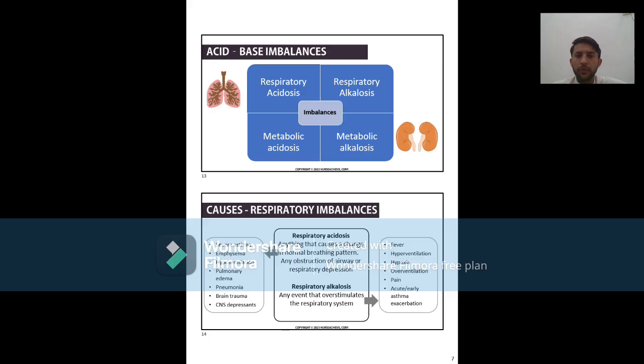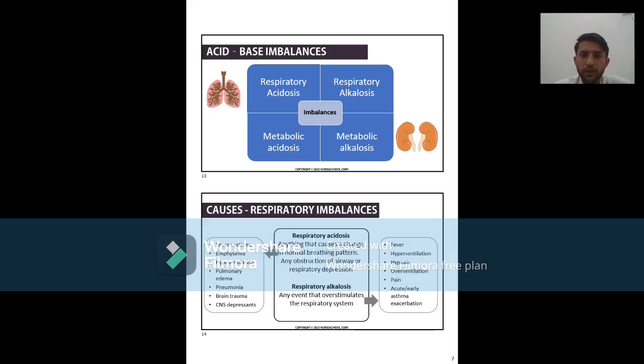Pneumonia: inflamed fluid fills the alveoli, reducing ventilation and CO2 clearance. Brain trauma: damage to the respiratory center decreases breathing rate and depth. The last one is CNS depression. Drugs, for example opioid and sedative drugs like morphine, ketamine, midazolam, and barbiturates, suppress the respiratory center, causing hypoventilation and CO2 retention.